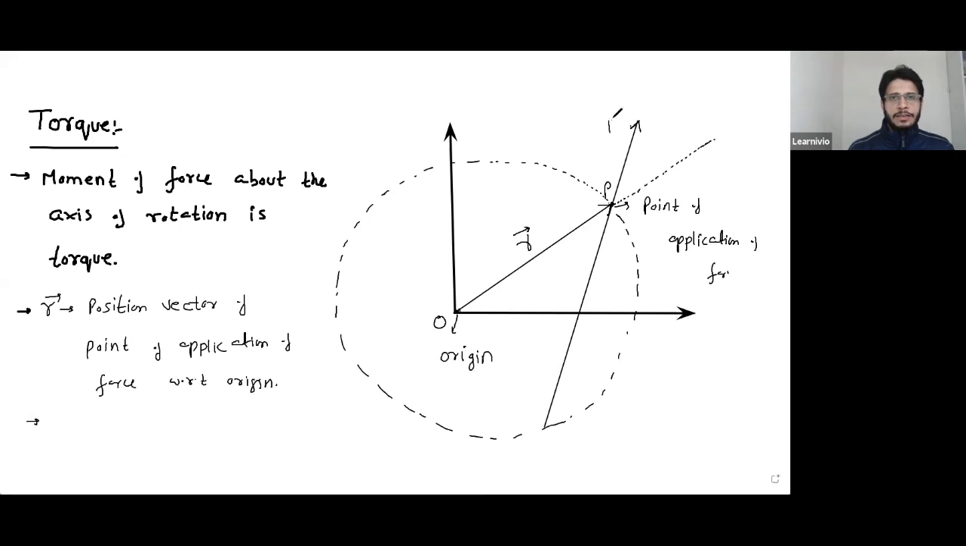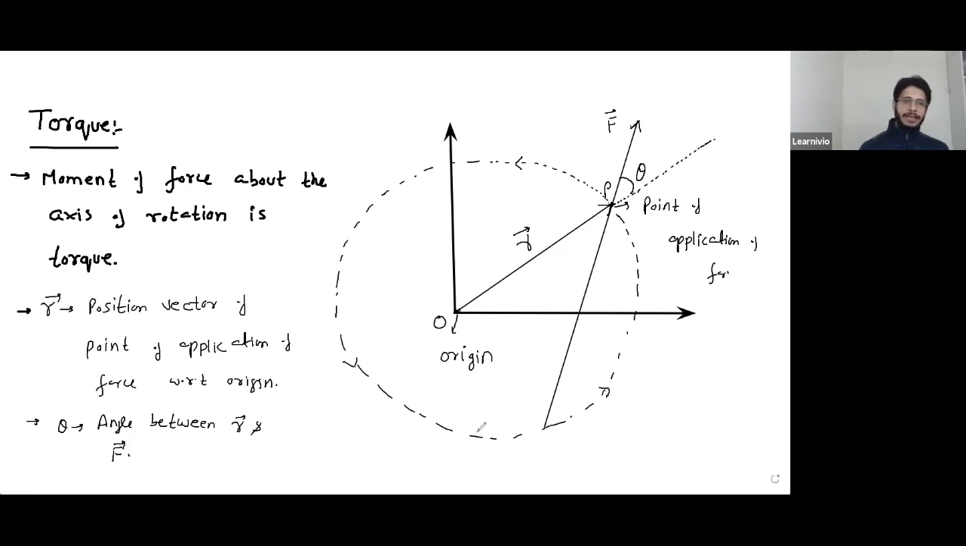Now, if this is R and this is F, the angle between R and F is theta. Can you just tell me how this rod is rotating? Is it rotating in a clockwise sense or an anti-clockwise sense? Anti-clockwise. This is rotating in the anti-clockwise sense.